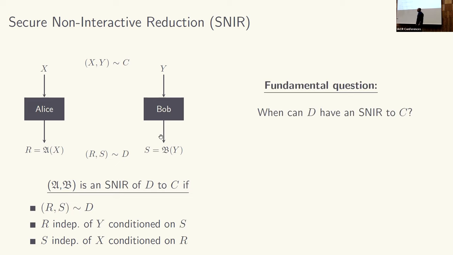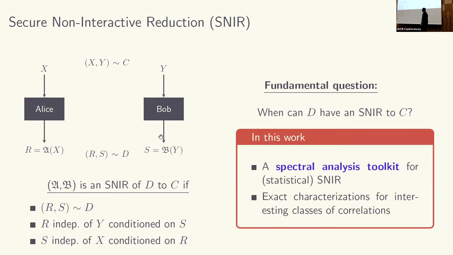So the fundamental question that we ask is: when can a correlation D have an SNIR to another correlation C? In this work, we will be seeing a linear algebraic tool, which we call the spectral analysis toolkit, to analyze statistical SNIR. This is something that we will come into in the next slide in some detail. And we will use this toolkit to obtain exact characterization of SNIRs between interesting classes of correlations. These interesting classes of correlations coincide with Hai's presentation.